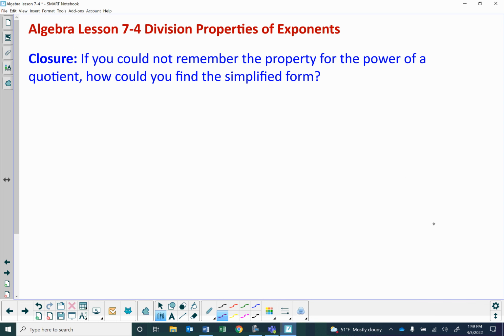So, closure question for today. If you could not remember the property for the power of a quotient, how could you find the simplified form? And you should be able to do that because I showed you that in the very first step.